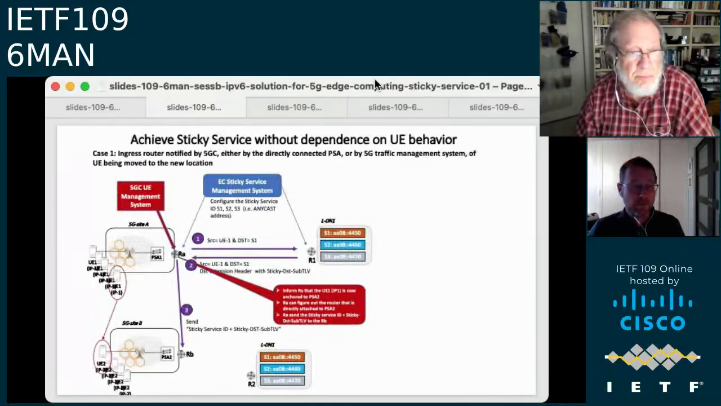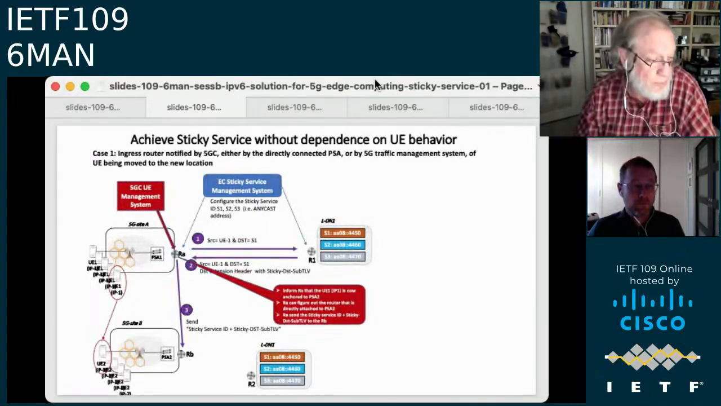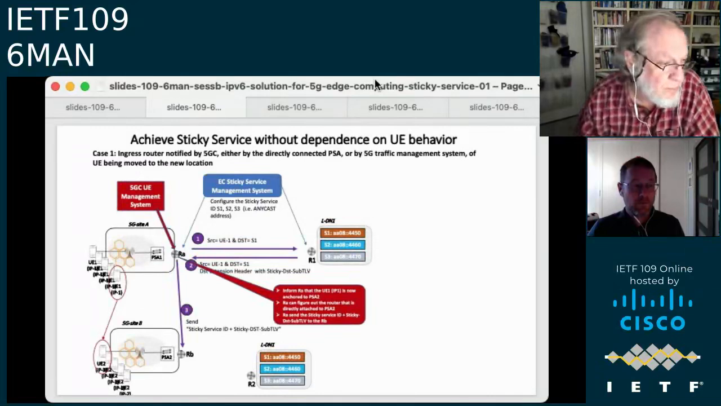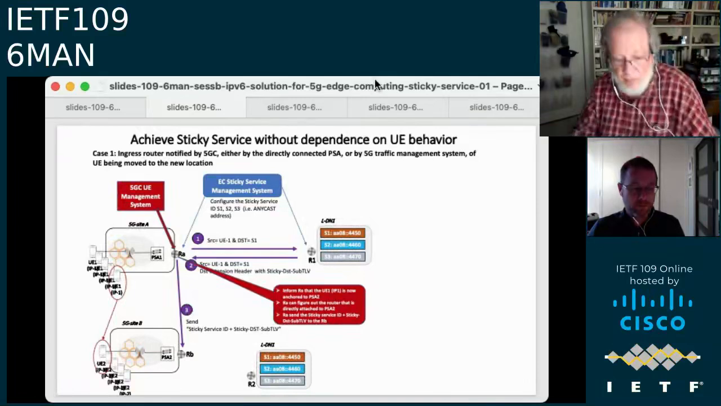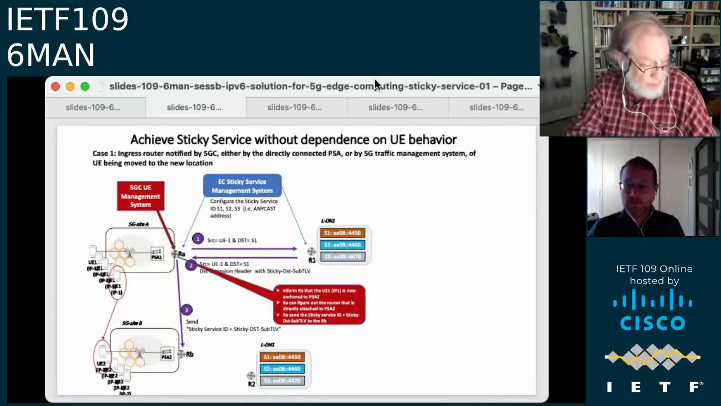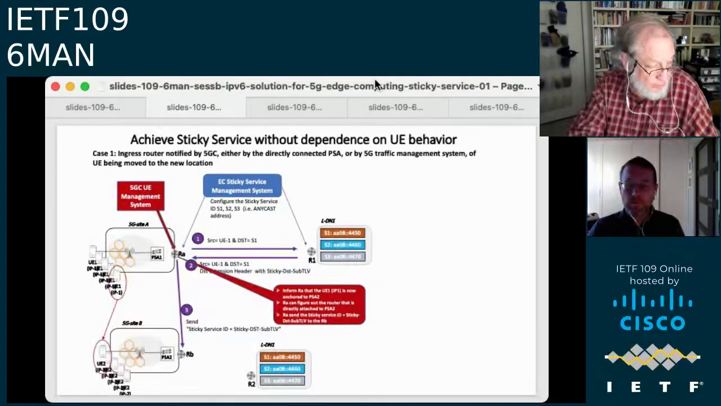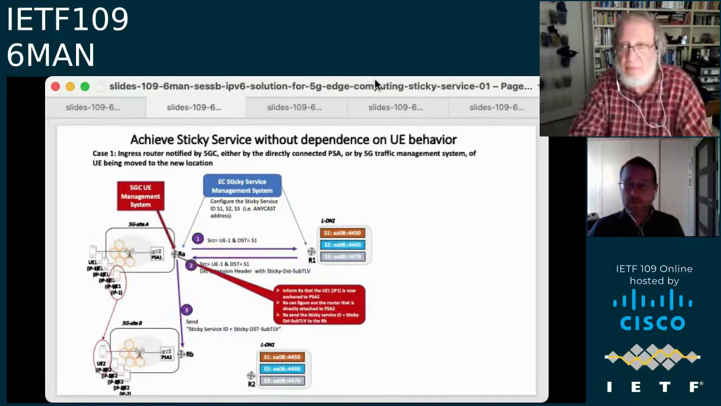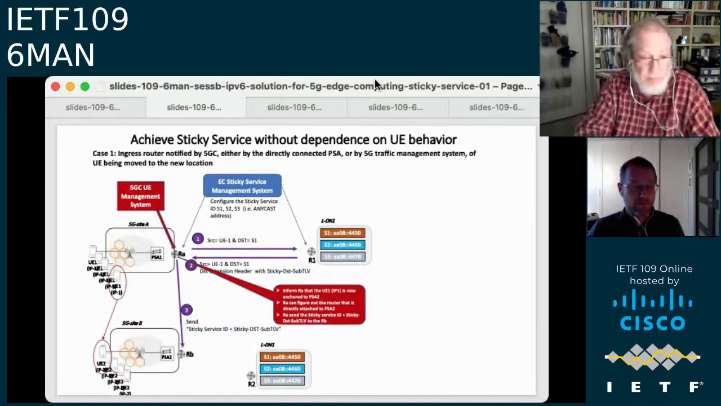So this is for when the user device, like an older version, doesn't do what the 3GPP spec is doing. It doesn't do anything with the incoming packet, doesn't copy the destination option header into the subsequent packets. This is one option to achieve the sticky service.